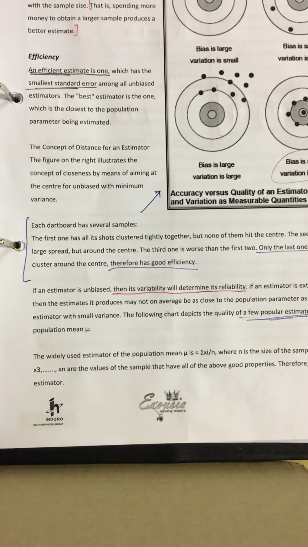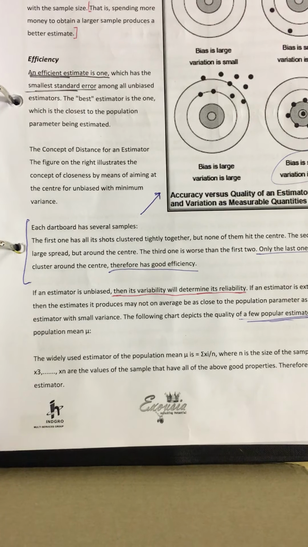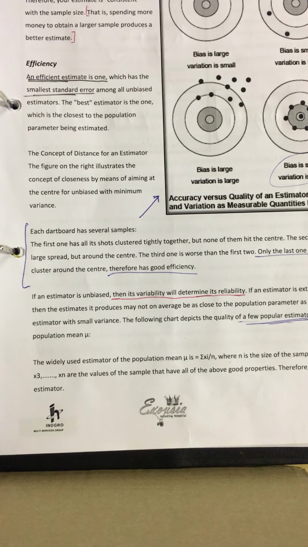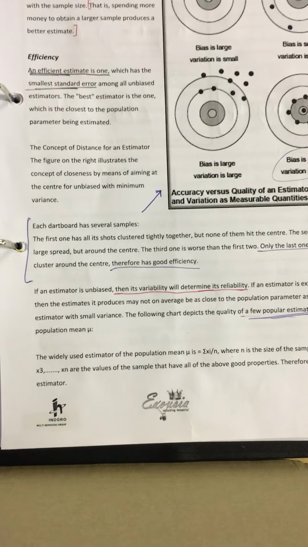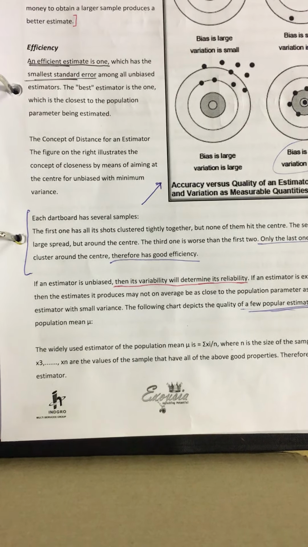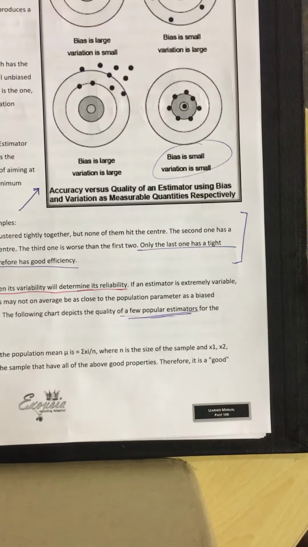Efficiency. An efficient estimate is one which has the smallest standard error among all unbiased estimators. The best estimator is the one which is the closest to the population parameter being estimated. Okay. Look at this example over here.